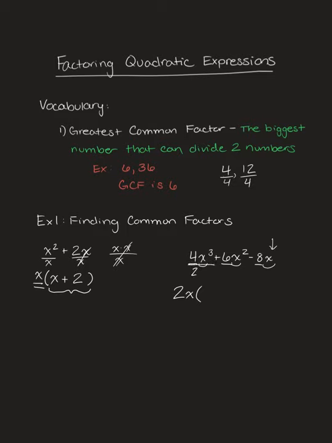If I divide each term here by 2x, what I have left over will get written inside parentheses. So 4 divided by 2 is 2. X cubed divided by x is x squared. 6 divided by 2 is 3. X squared divided by x is x. Minus 8 divided by 2 is 4. X divided by x is 1. Okay, so that's our factored form there.